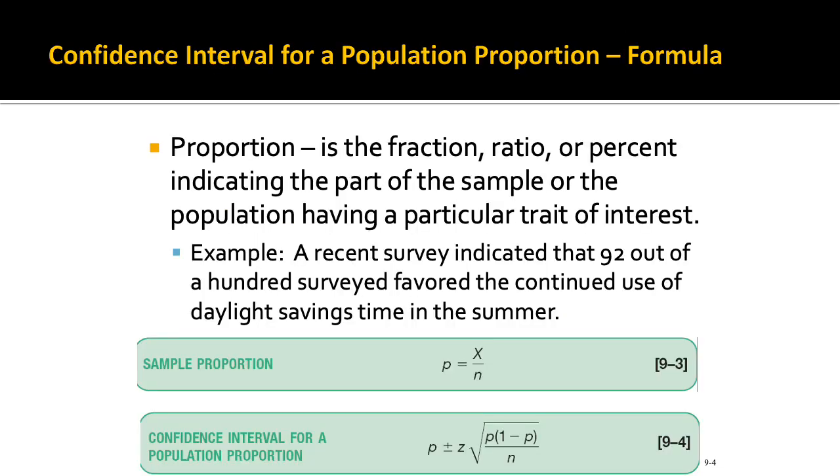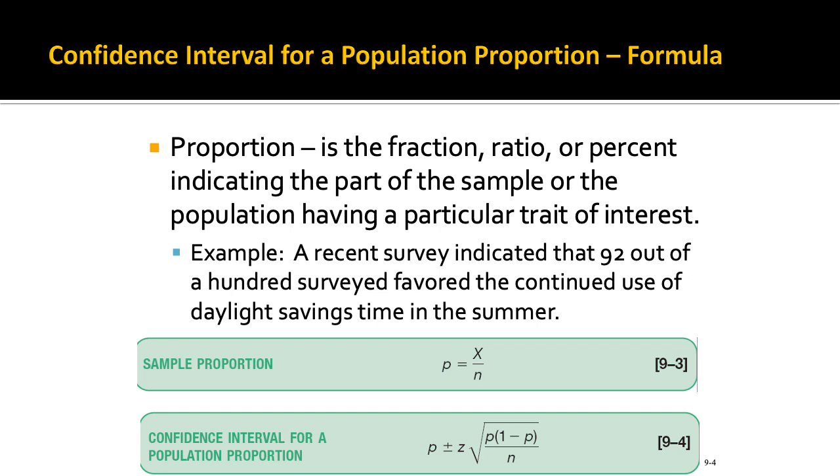So what is a proportion? The proportion is a fraction, ratio, or percent indicating the part of a sample or population having a particular trait of interest. In this case, we're looking at a survey of 100 individuals, and we want to know how many of them favored the continued use of daylight savings time, and we find 92. So the sample proportion p is equal to x, the number of successes, which is 92, over n, the number of people sampled, which is 100. So the sample proportion is 0.92, or 92% of the whole.